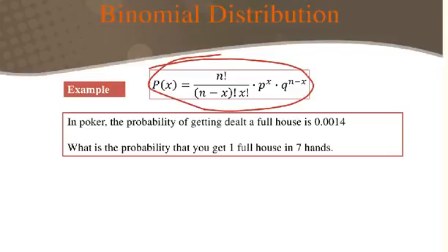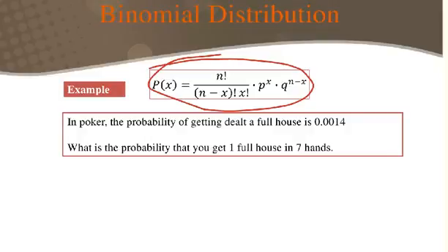Are there a fixed number of trials? That's the first criteria. And we're talking about 7 hands, meaning we're going to play poker 7 rounds. So there's a fixed number of trials. Is each trial independent? Possibly technically no here, because once you've dealt some cards, that might change the probabilities of getting dealt a full house. However, we can treat it as independent because the probabilities won't change so much. So let's treat it as independent here.